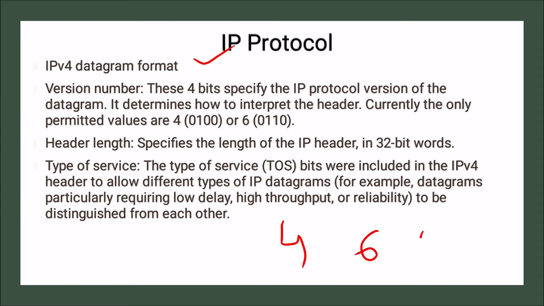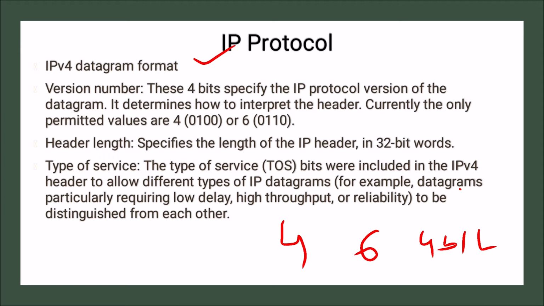So it is a total 4-bit number. If the value of this version number is 0100, it means the protocol is IPv4. If the value of these 4 bits is 0110, it means the datagram is IPv6. So the first field determines the datagram format, either IPv4 or IPv6, because only these two values are permitted.